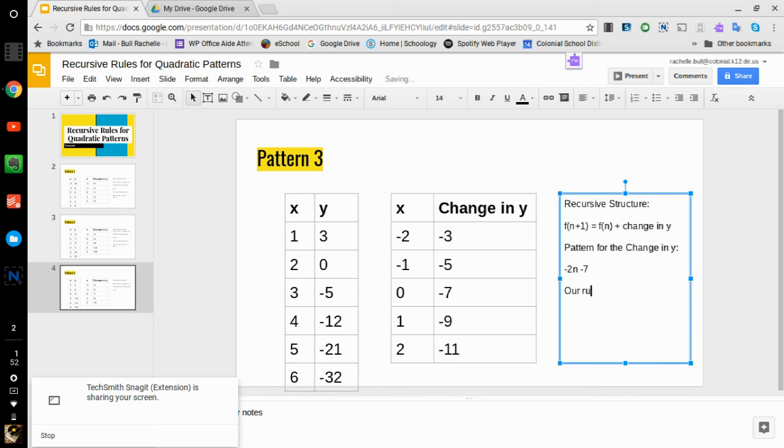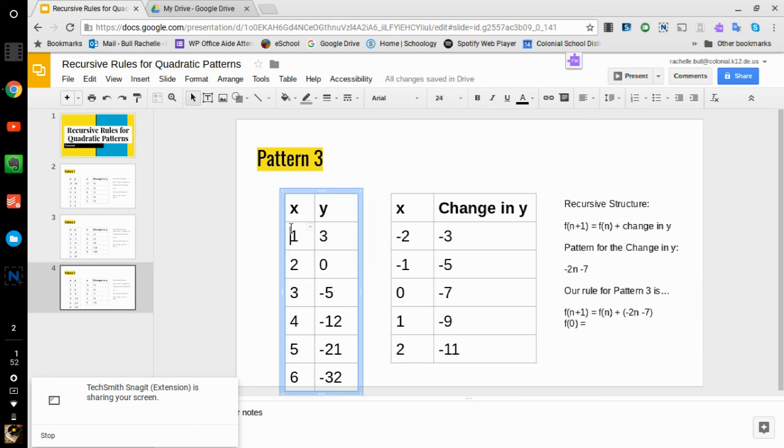So our rule for pattern 3 is f of n plus 1 equals f of n plus our change, which is negative 2n minus 7. So if you look over here, we can see this change, negative 9, negative 11, it'll be negative 13. What's our starting value? This one's going to take a little bit more work. So we've got to go backwards. We have to figure out what was the term before 1. So at 1, we had 3.